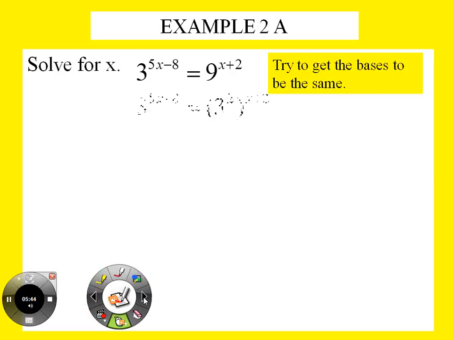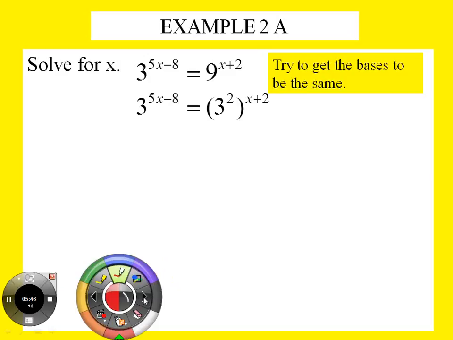So try to make 9 so that it's 3 raised to a power. You notice that 9 is the same thing as 3 squared, so that works. And then just do some algebra after that. So notice that we multiplied the powers here, so distributed actually, so that was 2x plus 4.